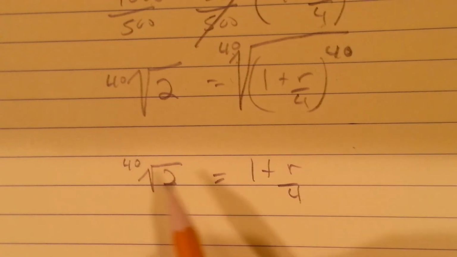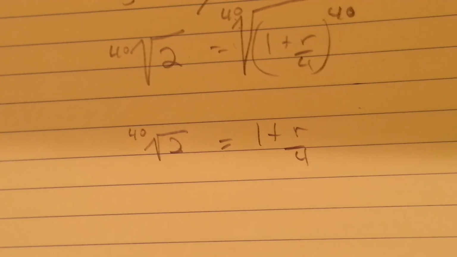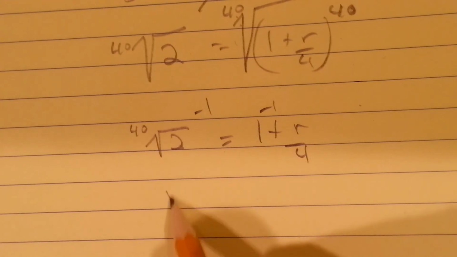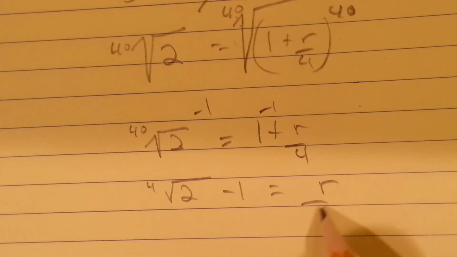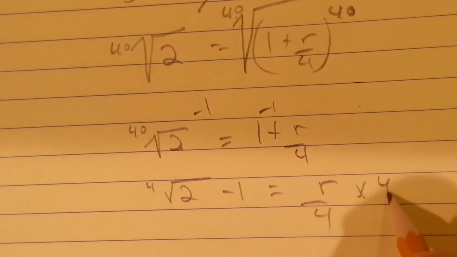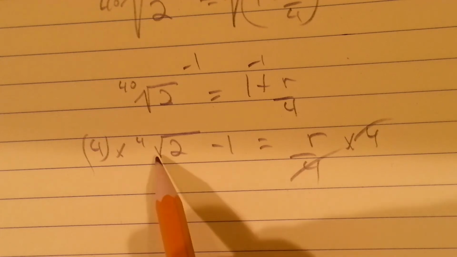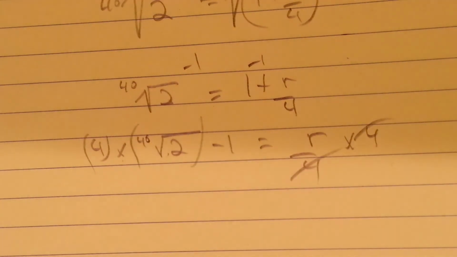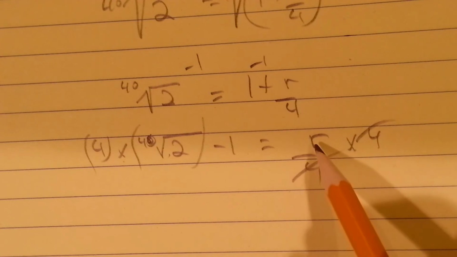Okay? And you can plug that in your calculator. So, all I have to do now is subtract 1 from both sides. So I'm going to have the 40th root of 2 minus 1 equals the rate over 4. And I'll multiply both sides by 4. Okay? And I will get my rate in decimal form. So 4 times the 40th root of 2 minus 1 equals r.